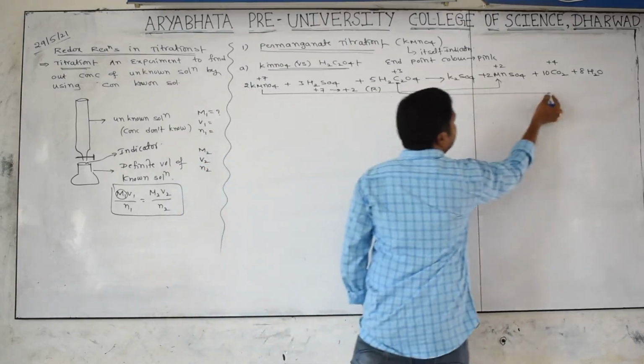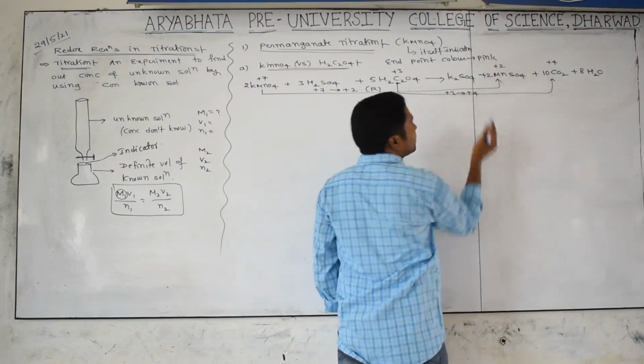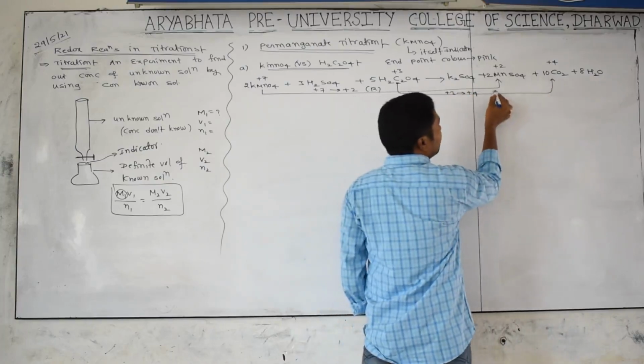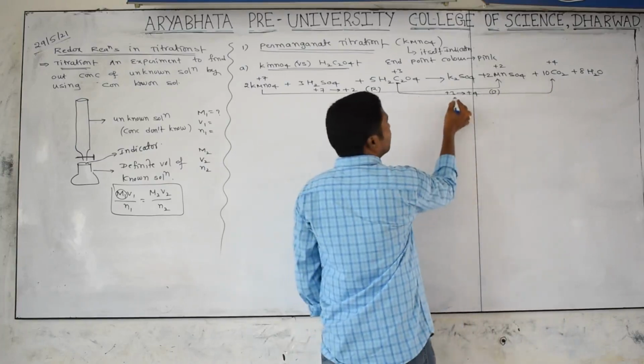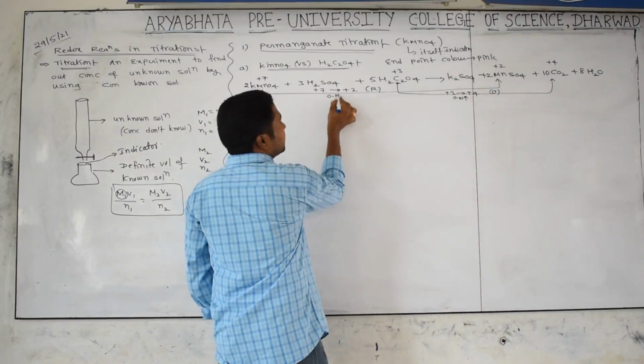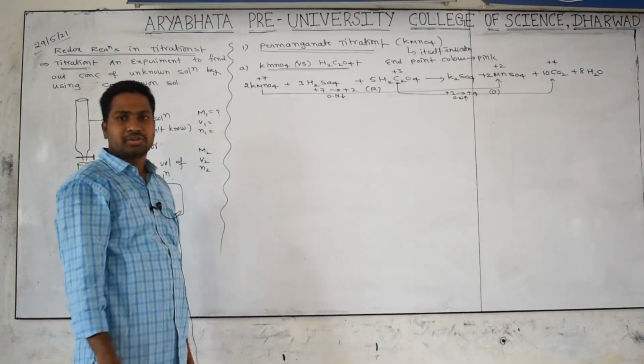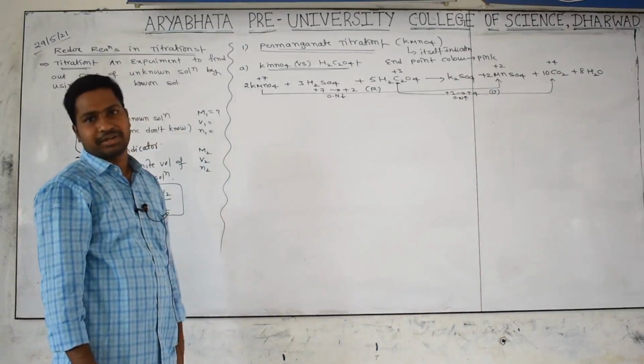Carbon oxidation number changing from where to where? +3 to +4 means the oxidation number is increasing, that's why it is called oxidation. Here the oxidation number is decreasing, called reduction. Anyway, the titration is going through a redox reaction, that's why it is called redox reaction titrations.